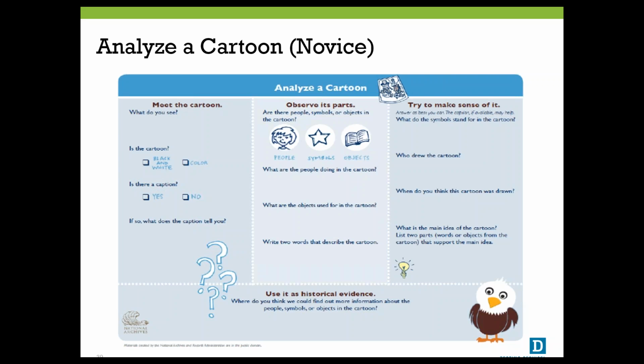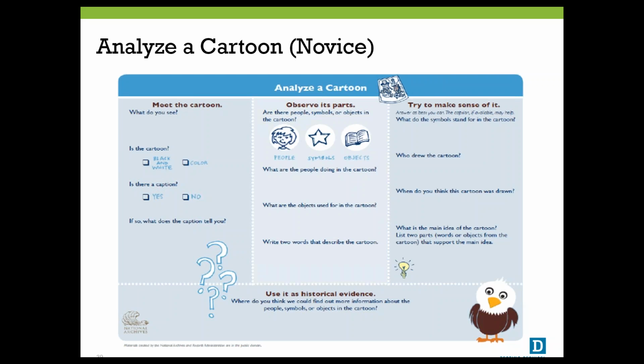This first one is titled For the Novice, and it's actually a little simpler than the next one, but this one is your opportunity to actually take students on a deep dive into a cartoon itself. What do you see? Is the cartoon black and white or is it in color? Is there a caption? What does the caption tell you? If you notice in the middle column, it's asking about the people, the objects, the symbols. And then the student is asked to write 2 words that describe the cartoon.